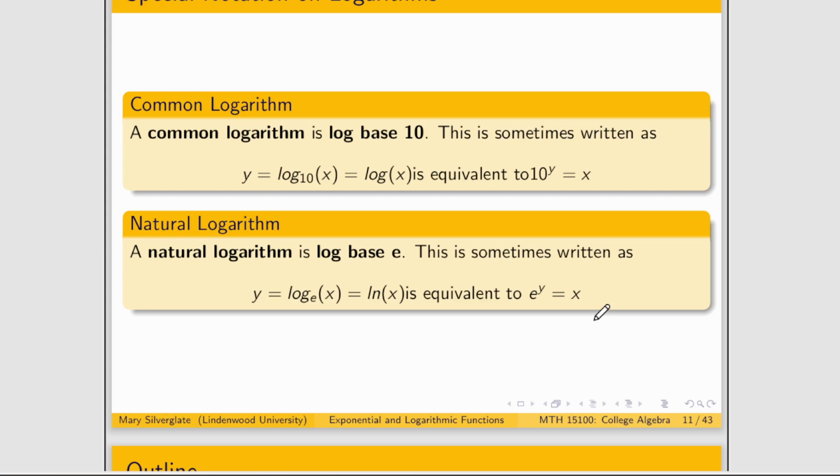Sometimes there's a little bit of shorthand given to really commonly used logarithms. In particular, log base 10 is oftentimes just noted as plain old log. And log base e, since e is such a special number and it's used so often, it's actually dubbed the natural logarithm, and it's labeled as an ln for natural log.